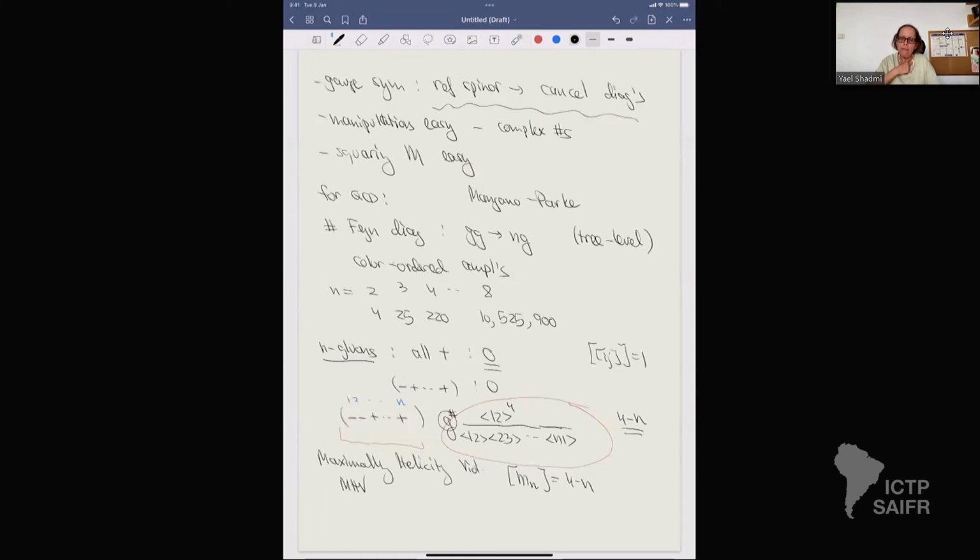My question was much more stupid actually. When you write the number of Feynman diagrams for gluons going to n gluons, that n is not the total number of gluons, but in the rest of the page it is. Okay, just to be clear, exactly. So this huge number here is really for 10 gluons altogether. Okay, thank you.